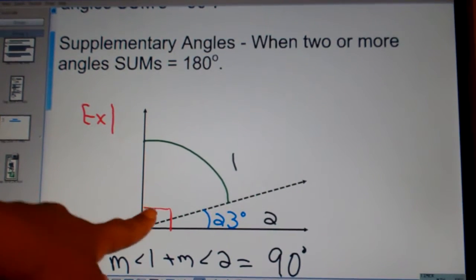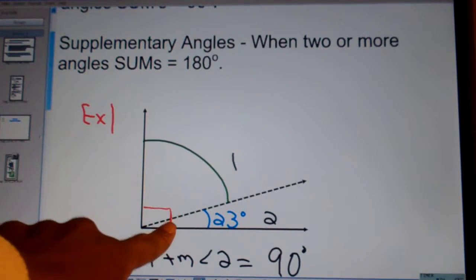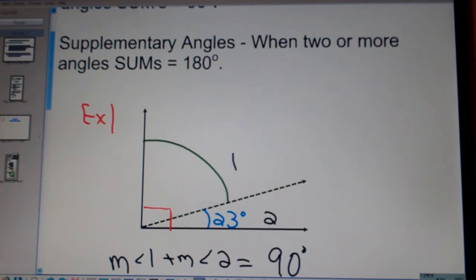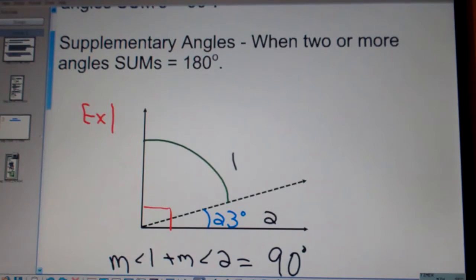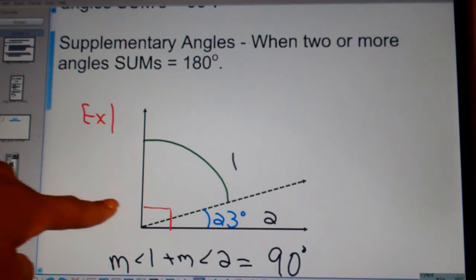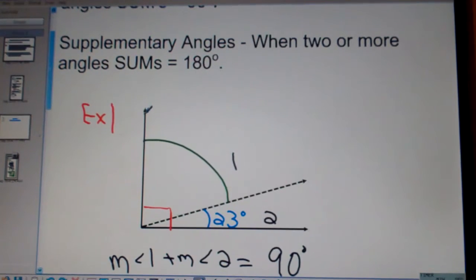How do I know that? Because of this red marker in the corner. That red box tells me that the measure of angle 1 plus the measure of angle 2 is equal to 90 degrees. We cannot say just because these two lines look like they're 90 degrees.